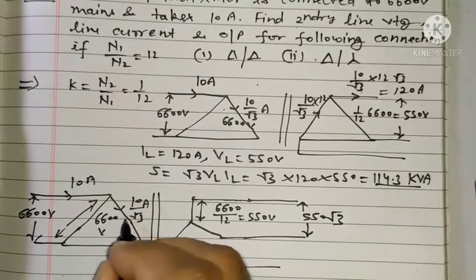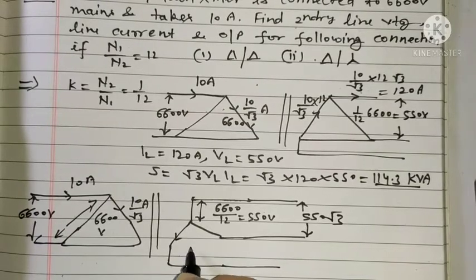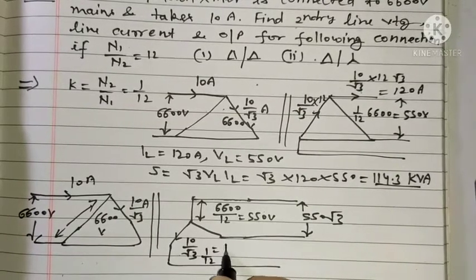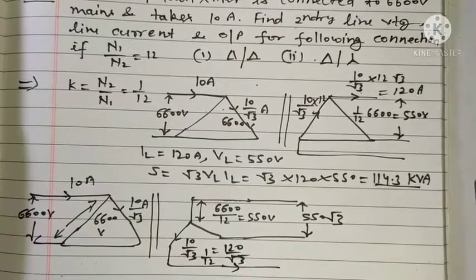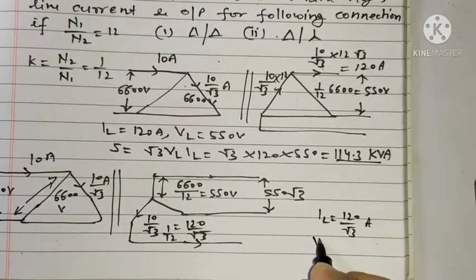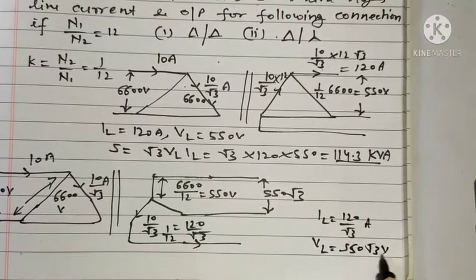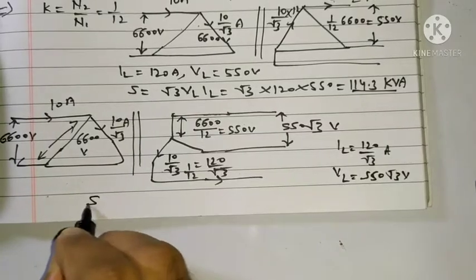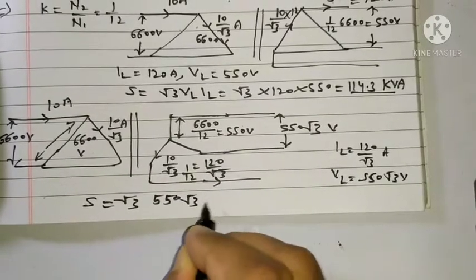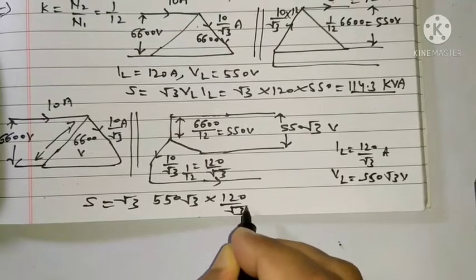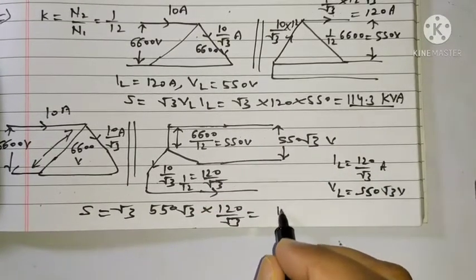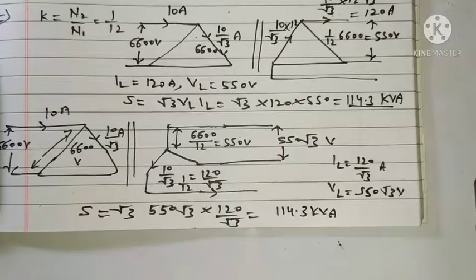Now this phase current will be transferred here. So 10 by root 3, I2 will be I1 by K, so 1 by 12, that is nothing but 120 by root 3. The same current will flow in the line also. So line current is 120 by root 3 ampere, and line voltage we got as 550 root 3 volt. As output, if I have to write, that is root 3 VL into IL, so 550 root 3 into 120 by root 3. Root 3 cancels, and it will be 120 into 550, so it will be 114.3 kVA, right?